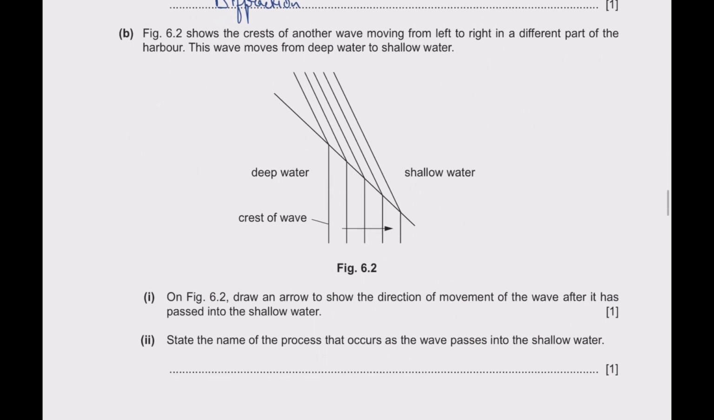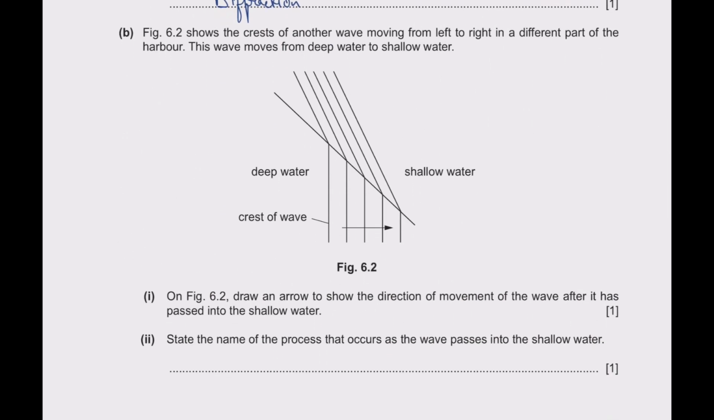Now the B part. This shows the crest of another wave moving from left to right in a different part of the harbor. This wave moves from deep water to the shallow water. This is the boundary line between the deep water and the shallow water. Draw an arrow to show the direction of the movement of the wave after it has passed into the shallow water. Here the crests of the wave are shown to us in the shallow water. Right now it is moving in this direction.